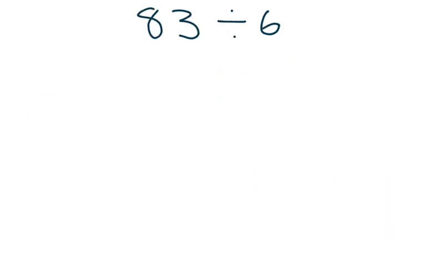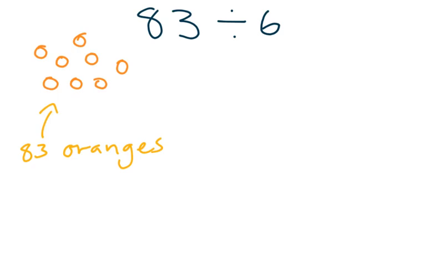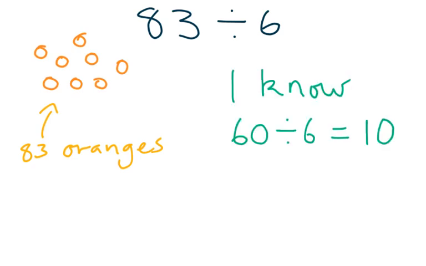Let's go larger again. 83 divided by 6. For this one, let's pretend they're oranges. I've got 83 oranges there. Again, I've only drawn a few to represent 83. I know that 60 divided by 6 equals 10. So I've hunted for the largest, easiest times table that is within the number 83.